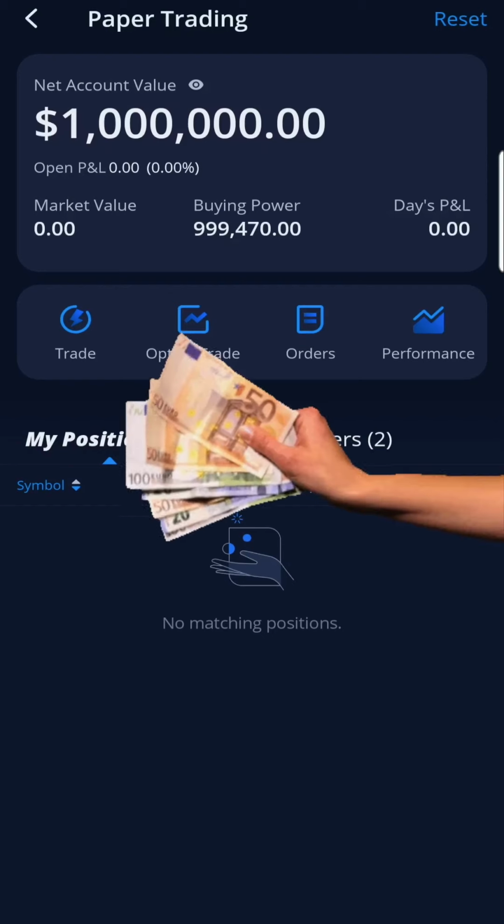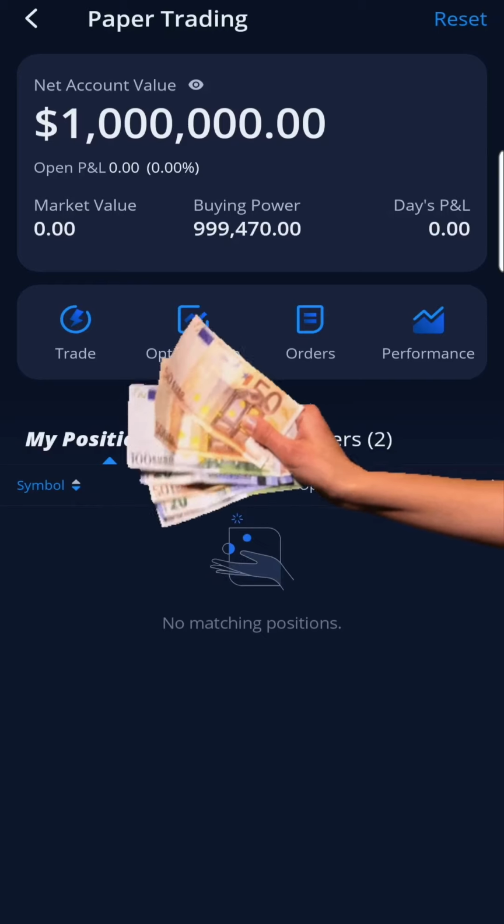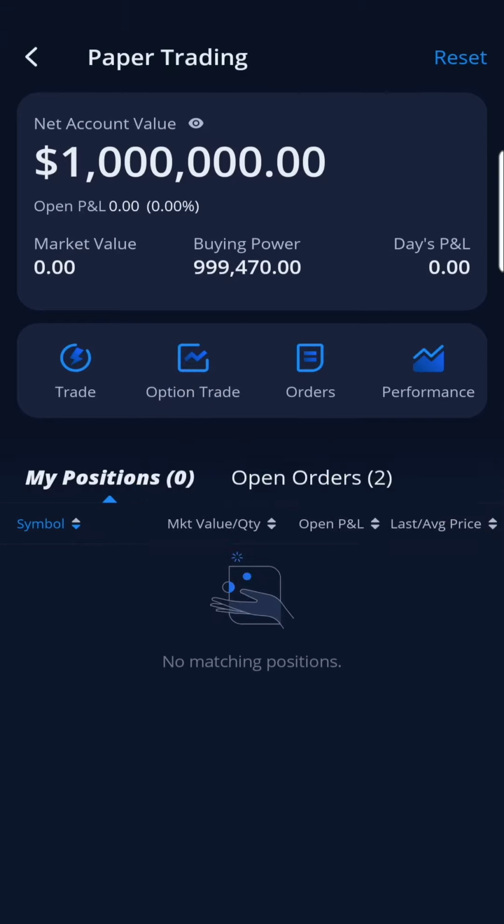Webull allows for paper trading of options. This is good practice if you don't want to use real money. That's how you paper trade options on Webull.